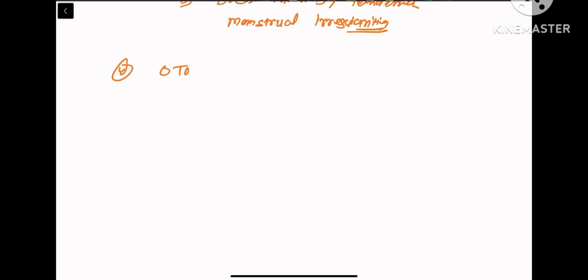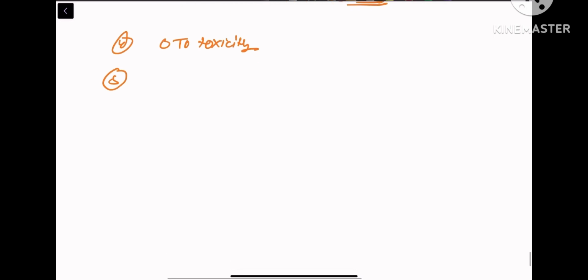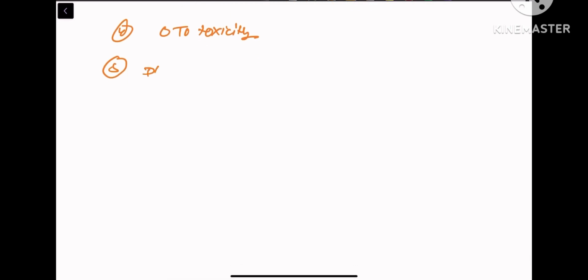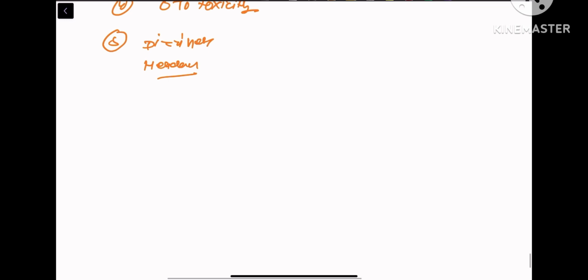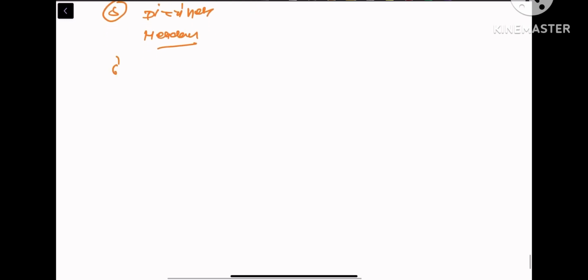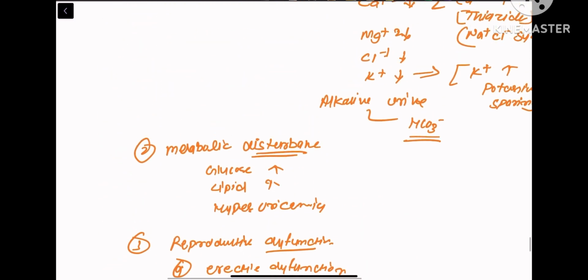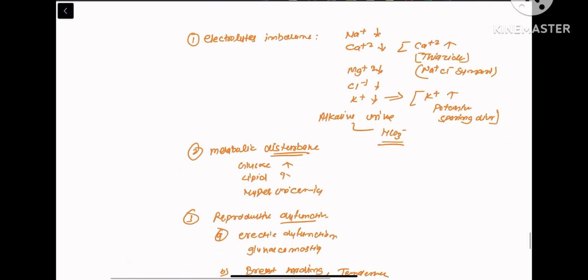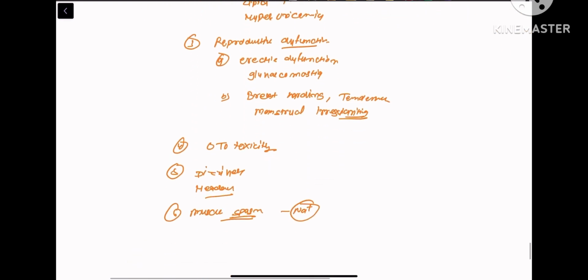We have ototoxicity, 5, dizziness, headache in carbonic anhydrase inhibitor. 6 is muscle spasm because we don't have the sodium. Okay, these are the complications of using diuretics.